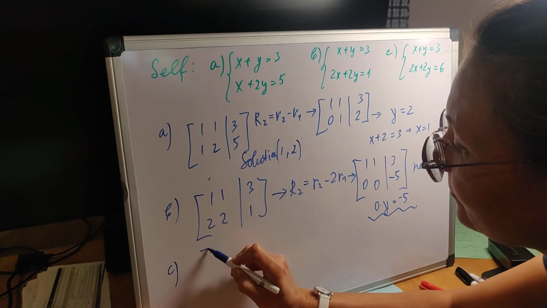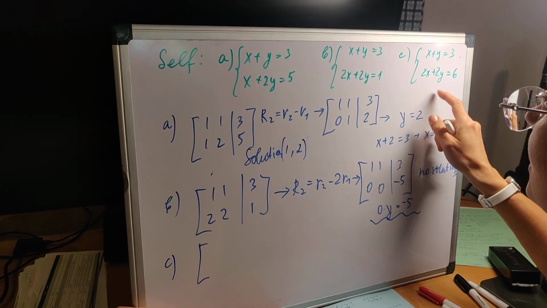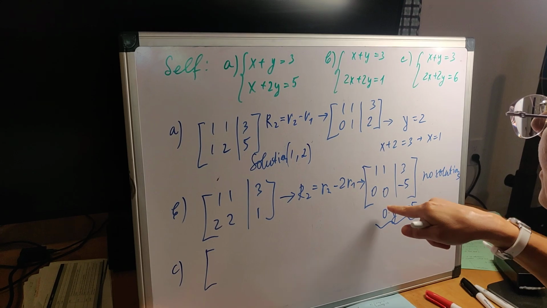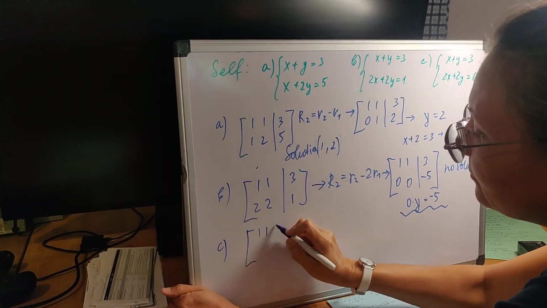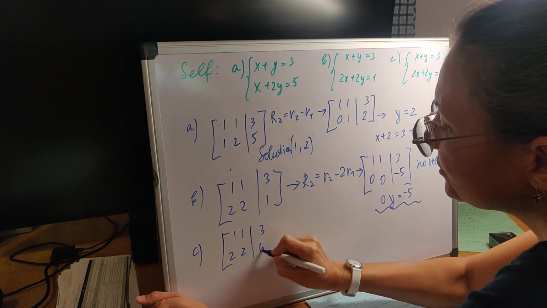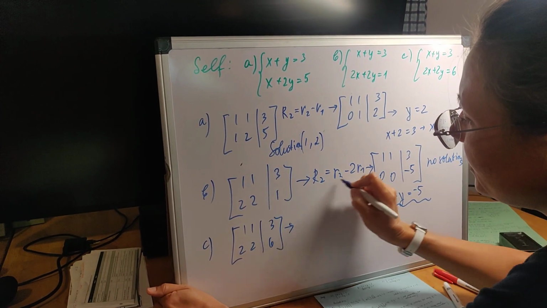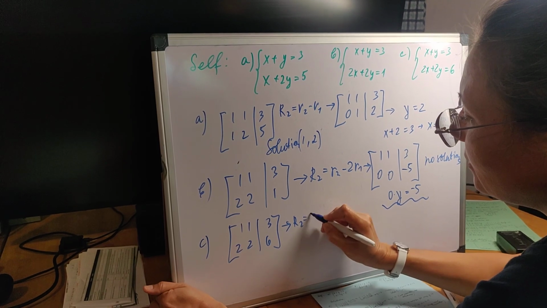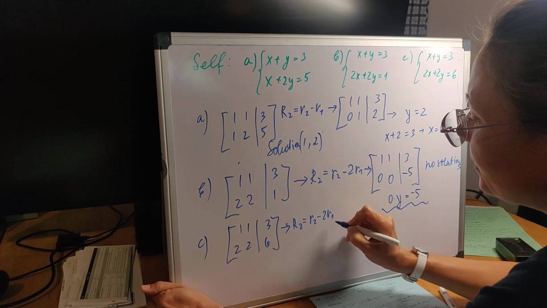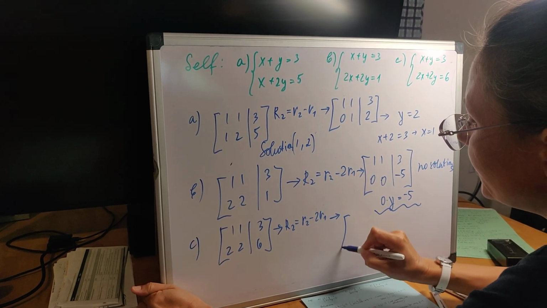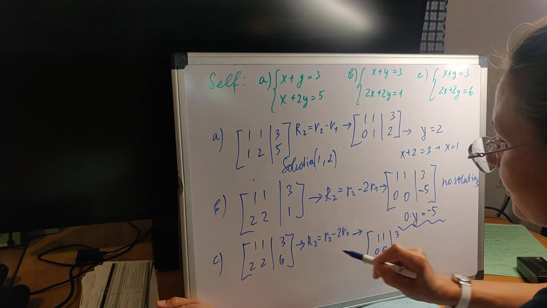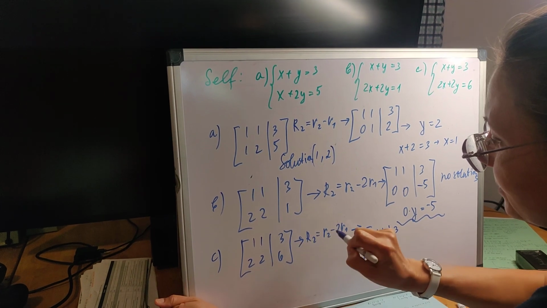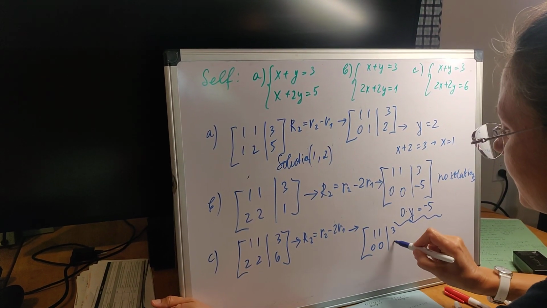And the last one is going to be the same augmented matrix, right? So I'm going to apply the same operations. Just this side is going to be different. 1, 1, 3, 2, 2, 6. If I do the very same operation, row 2 minus 2 row 1, I'm going to get the matrix which is going to be 1, 1, 3, 0, 0, and 3 multiplied by 2 is 6. 6 minus 6 is 0.